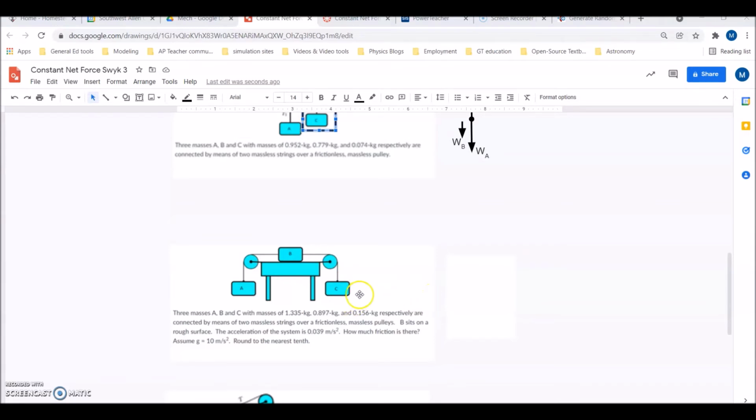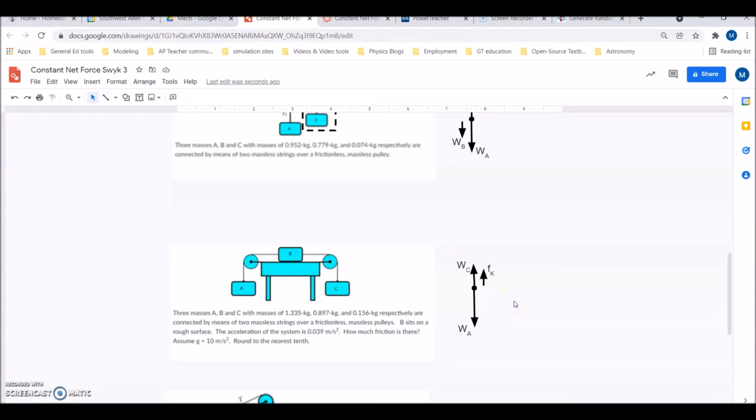And so I'm going to treat this whole thing as my system. Weight A is the one that's causing it to accelerate, and what's opposing it? Well, there would be a weight C that opposes it, and if there's any friction, and it looks like there is in this case, the friction on B opposes it. So then I can write a net force equation.